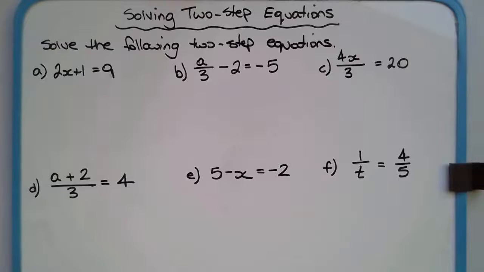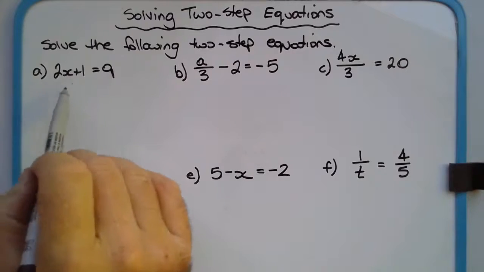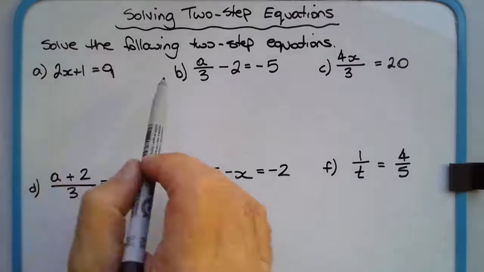Let's have a look at solving two-step equations now. Very similar to one-step equations. What we're going to do though is apply BIDMAS but in reverse. That's how we're going to know which of these numbers to move over to the right-hand side.